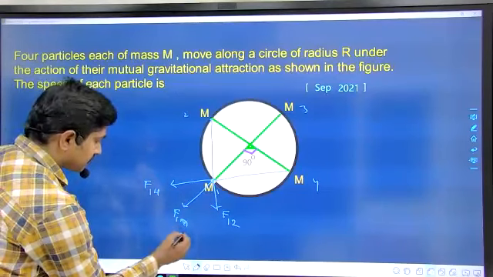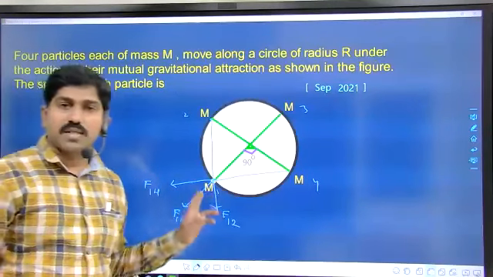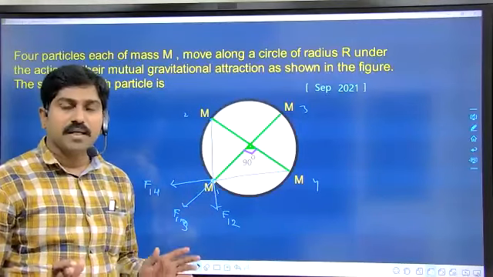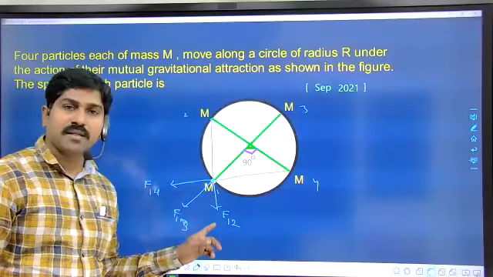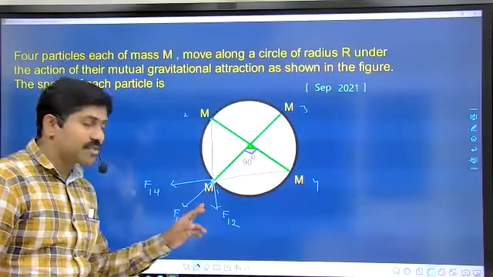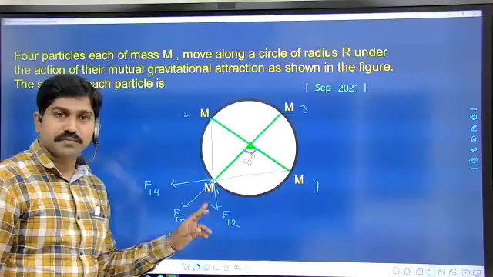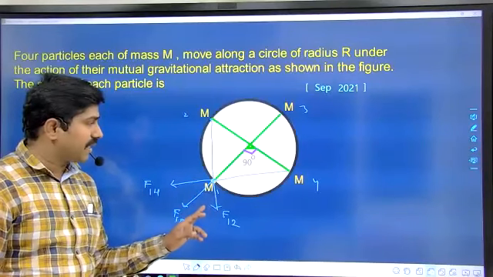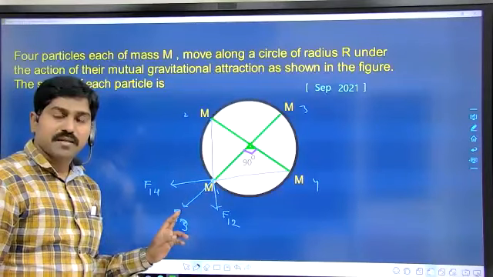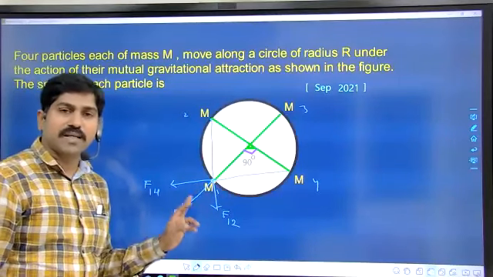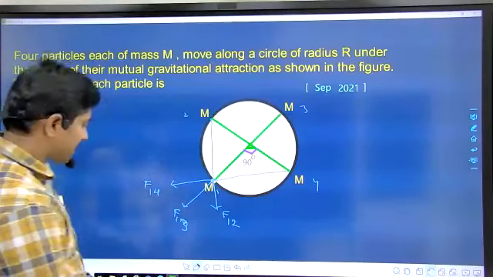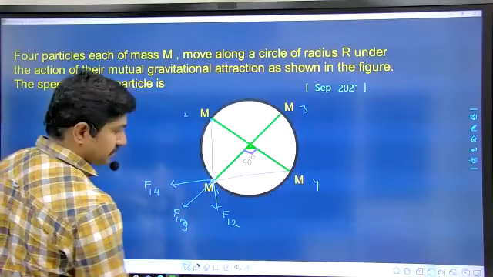See here, all these forces are not in the same direction. If they are in the same direction, we can just add them. But here all are in different directions, no? So you have to take the resultant of these three forces. Individually, you have to calculate the forces and take the resultant force. That resultant force is to be equated with the centripetal force. That is the question. Now, I will solve this.